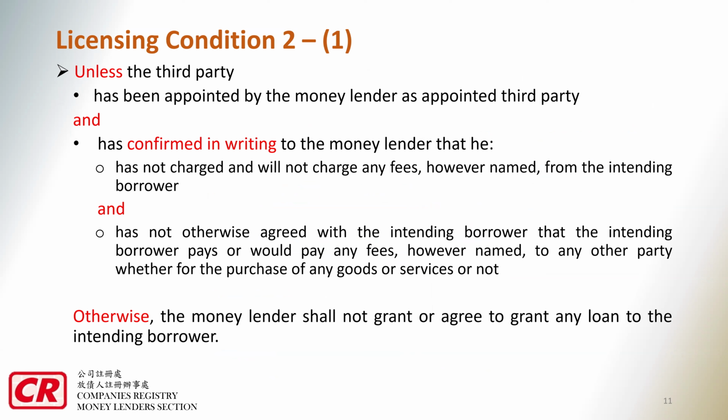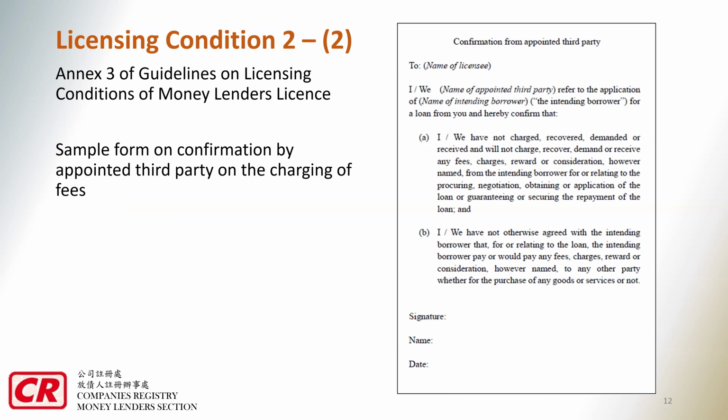And under Licensing Condition 2, unless the third party has been appointed by the moneylender as appointed third party and has confirmed in writing to the moneylender that he has not charged and will not charge any fees, however named, from the intending borrower, and has not otherwise agreed with the intending borrower that the intending borrower pays or would pay any fees, however named, to any other party, whether for the purchase of any goods or services or not, the moneylender shall not grant or agree to grant any loan to the intending borrower. And this is the Annex 3 of the Guidelines on Licensing Condition. It is a sample form on confirmation by the appointed third party on the charging of fees.